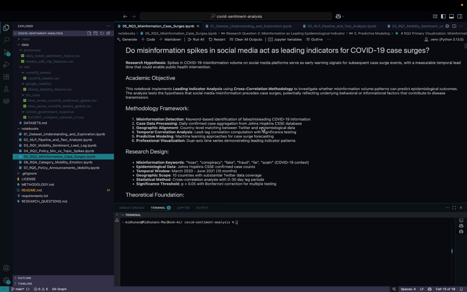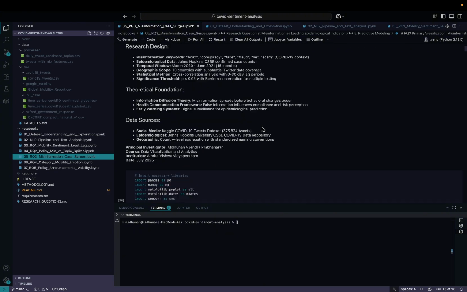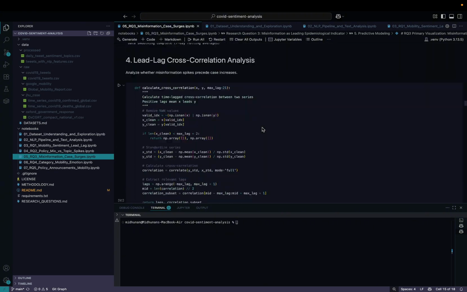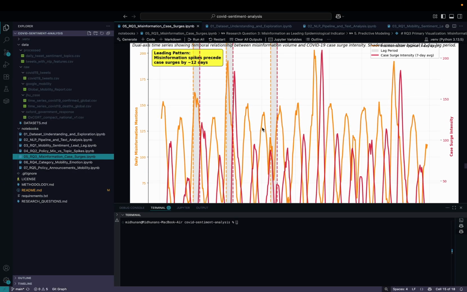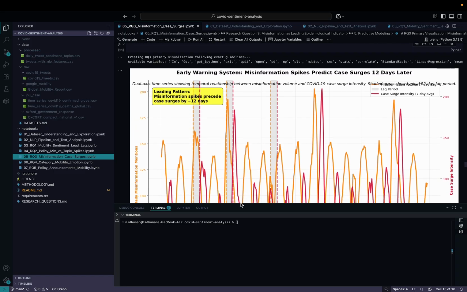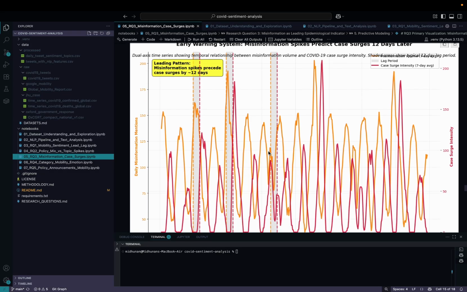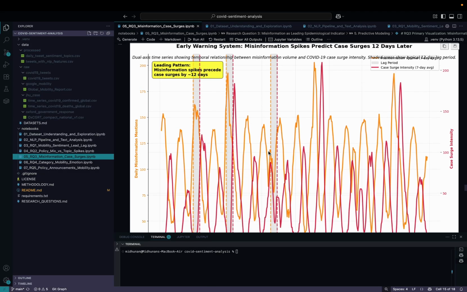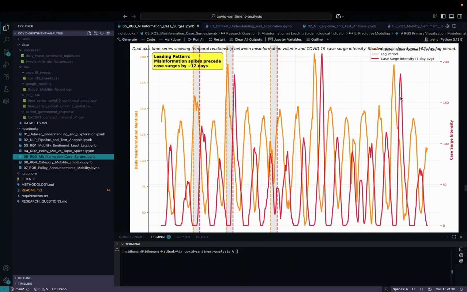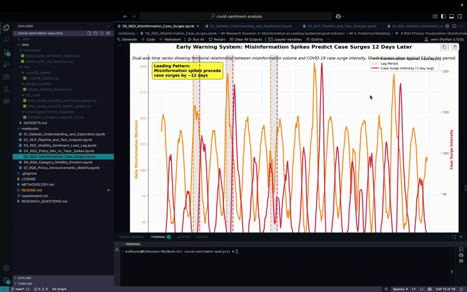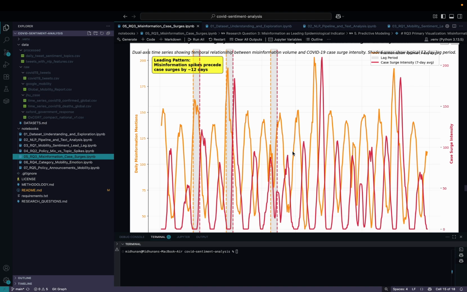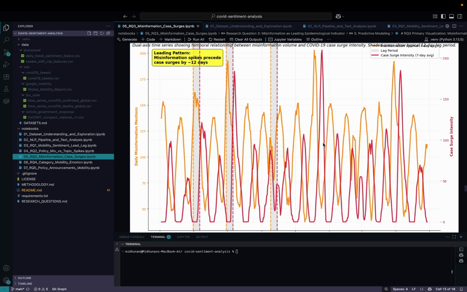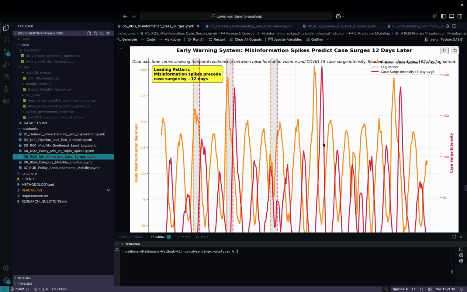Here also we have used a couple of pre-processing methodologies, and then we will visualize. So I'll directly go to the visualization and show you. In this visualization, we show the early warning system where we relate the misinformation and the case surges. As you can see, the case surges are marked using the red color, and orange is for misinformation. Wherever there is misinformation, it directly correlates to the case surges. So we can conclude that whenever there is misinformation, it directly or indirectly increases the cases.